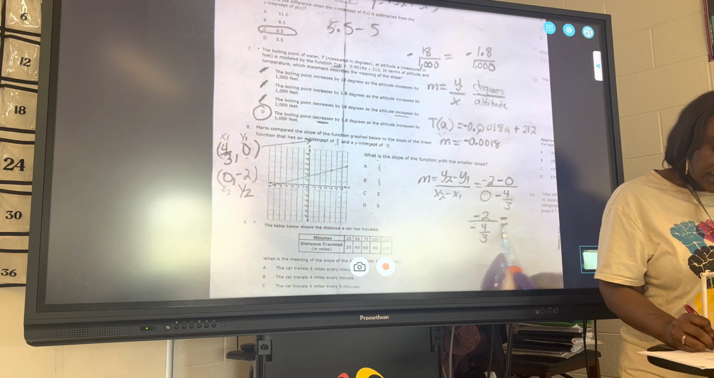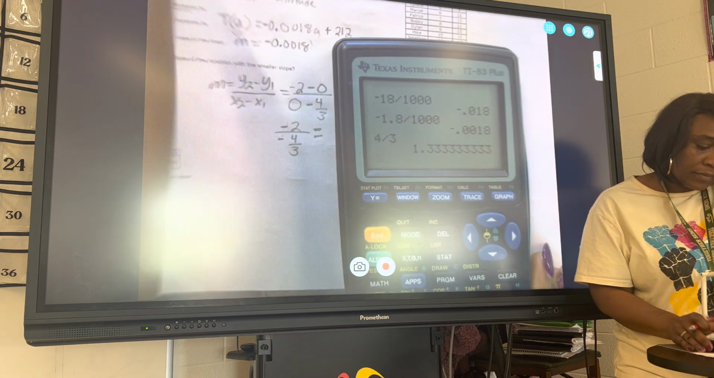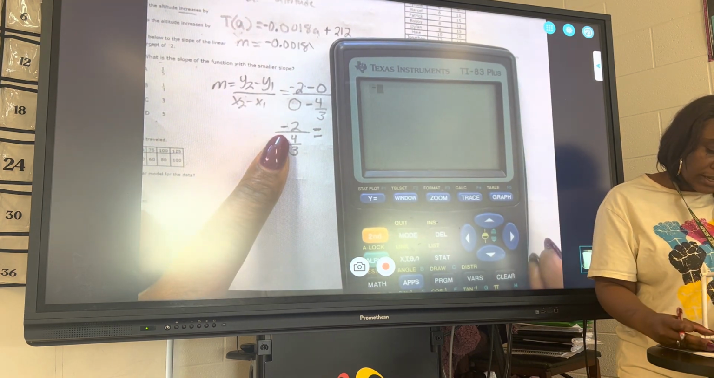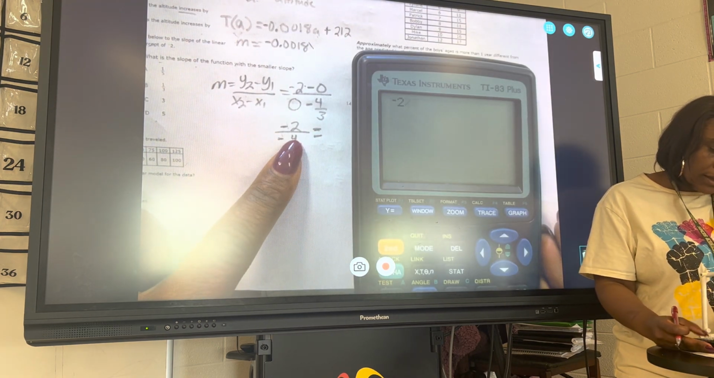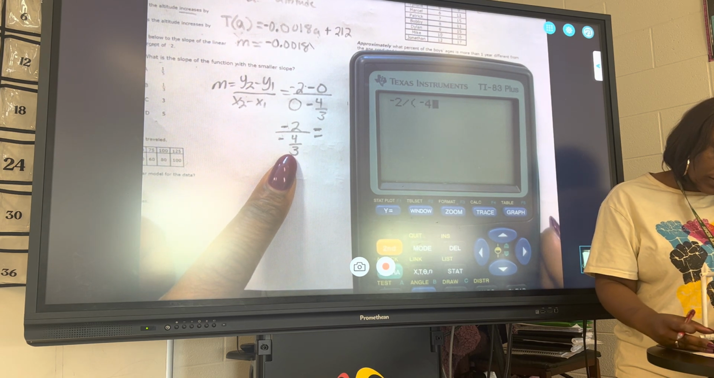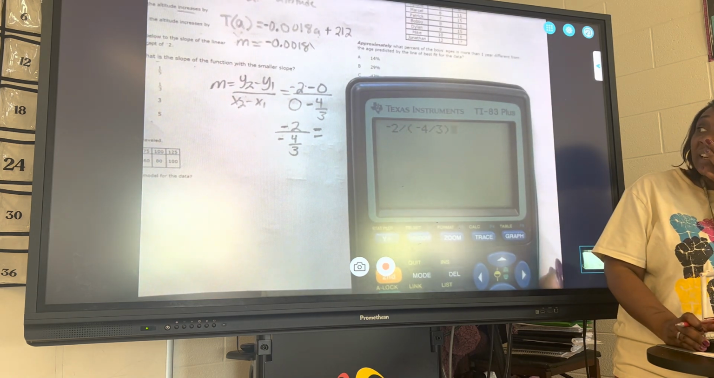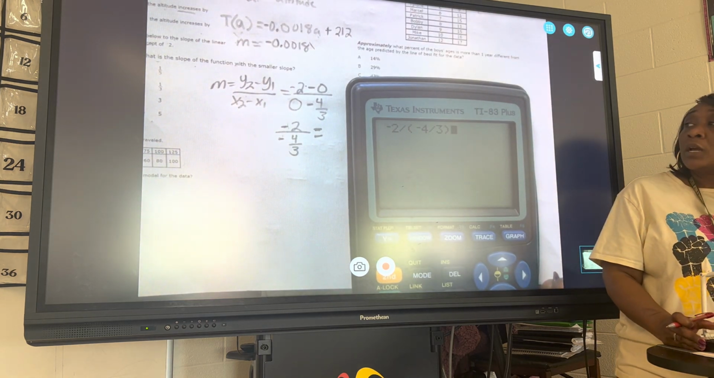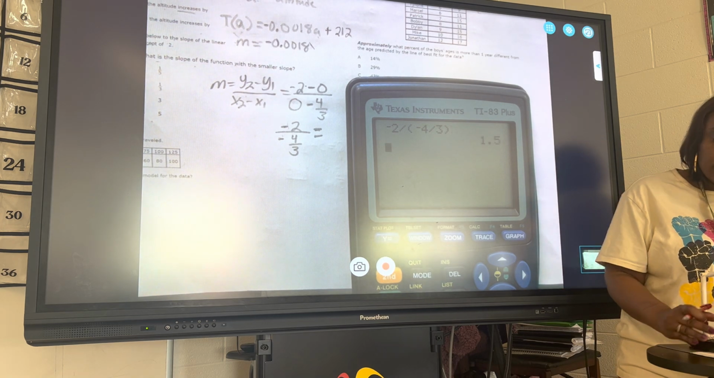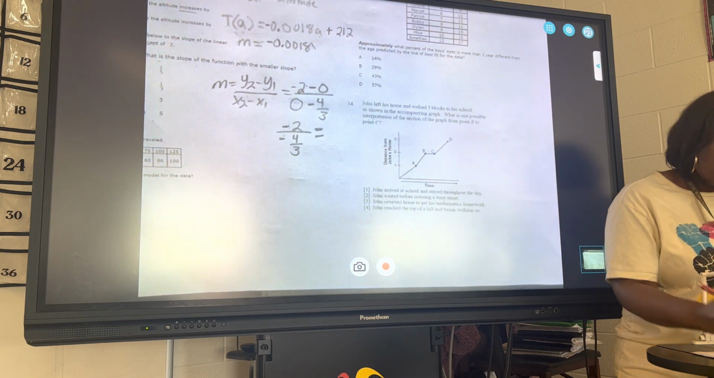So let's type this in and see what we get. So this is -2 divided by, let's put this in parentheses here, -4 divided by 3, close parentheses. You see how I did it? Does that make sense to you? So when we press enter there, that gives us 1.5. Make sense?